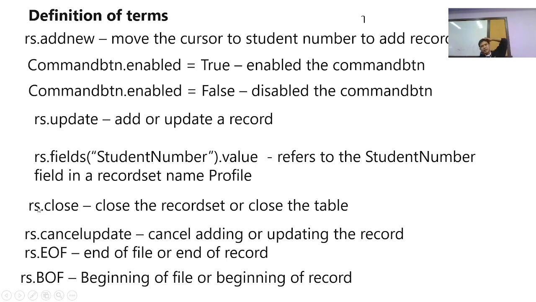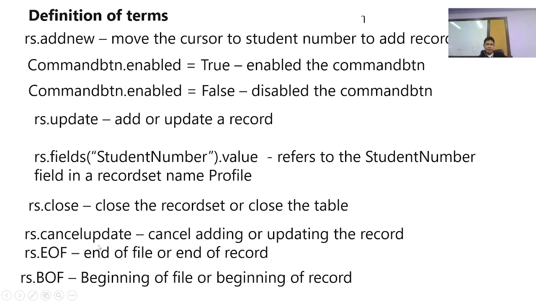You can also close the record set using rs.Close. And then you can cancel the update. So when you are adding a record, and let's say there is a message box asking you to save the record. If you don't want to save the record, you should cancel the update. You should execute this command, rs.CancelUpdate. So this will cancel adding or updating the record in the record set.